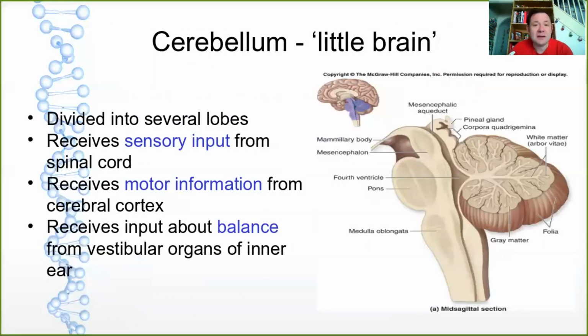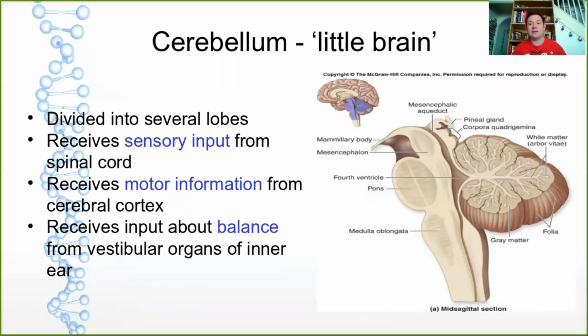The cerebellum. The cerebellum is known as the little brain. The little brain, the structure here at the back of the brain, hanging underneath. It looks like a brain all of its own. It's divided into several lobes and receives sensory input from the spinal cord.